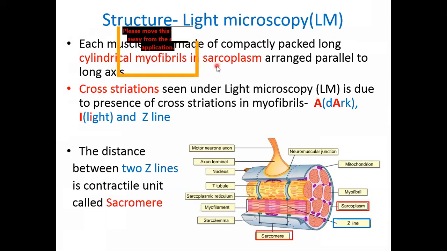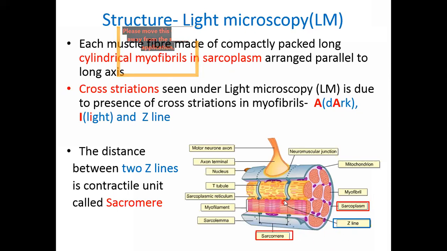Each muscle fiber is made up of compactly packed long cylindrical myofibrils in the sarcoplasm, and they are arranged parallel to the long axis. You can see cross striations under the light microscope. It is due to the presence of cross striations in the myofibrils, that is the dark A band, the light I band and the Z line. Here, this is the dark A band, then you have the light I band, and in between, can you see this, this is called a Z line.